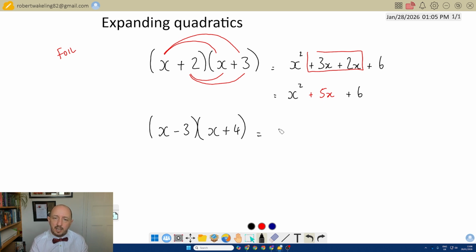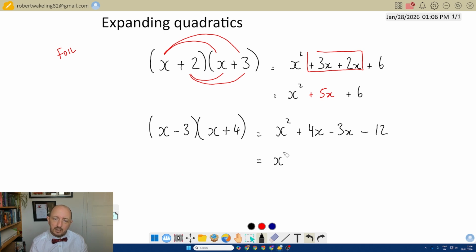So x times x, x squared, x times positive 4, positive 4x, minus 3 times x, minus 3x, and then minus 3 times positive 4. So 3 times 4 is 12, but then the minus times a plus becomes a minus. That's a little bit more tricky, but that's something that comes with practice.